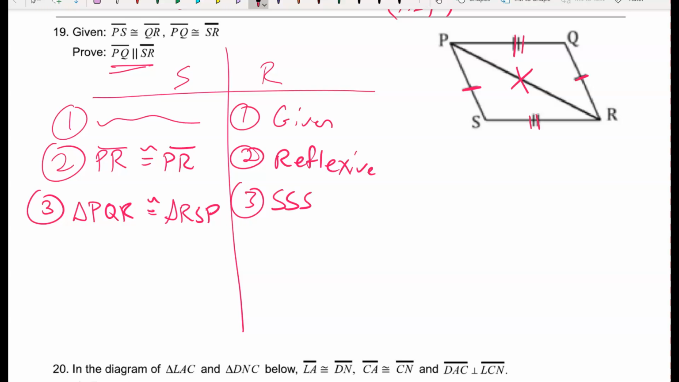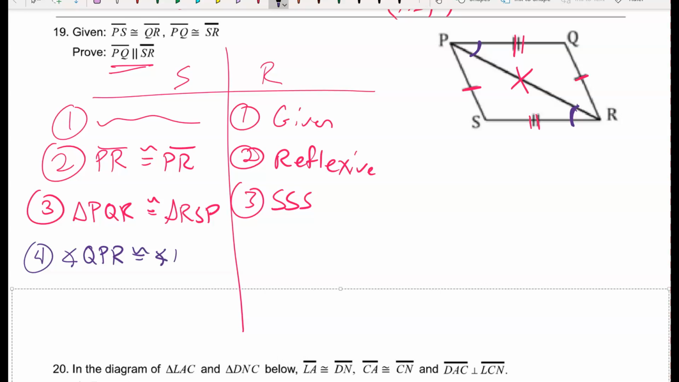Now here's where we need to think a little bit. Remember, the goal here was to be able to say that these angles were congruent, so that I could say, hey, my lines have to be parallel because the alternate interior angles are congruent. So let's think about that. I've proven the triangles are congruent, and I'm trying to make an argument that angle QPR, the top one, is congruent to angle PRS. So remember, if my two triangles are congruent, the reason why any corresponding segments or angles would be congruent would be that corresponding parts of congruent triangles are congruent.